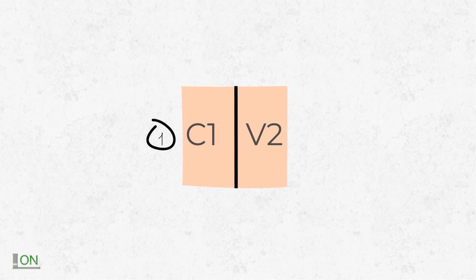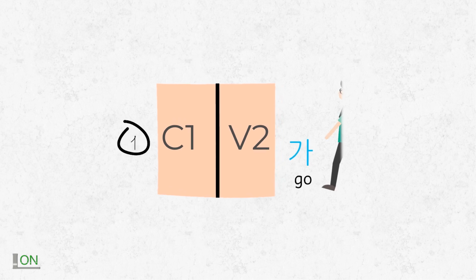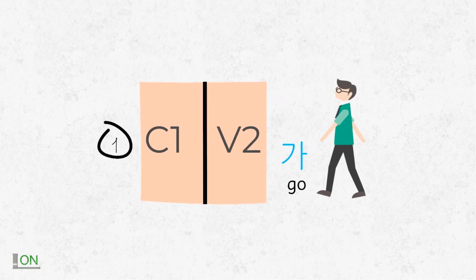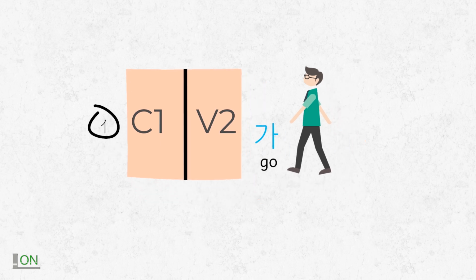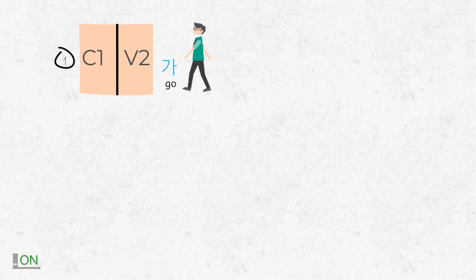So let's look at an example. The word 가, ka, means go. Here, as you can see, k is a consonant and it's the first letter. A is a vowel and it's the second letter. So that's pretty simple. Let's look at the second block.